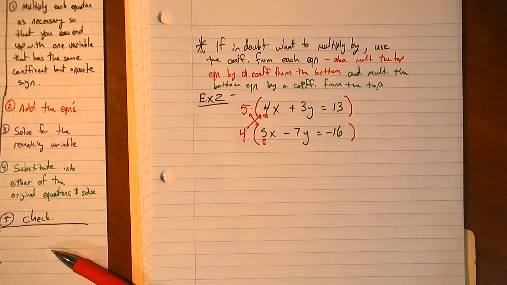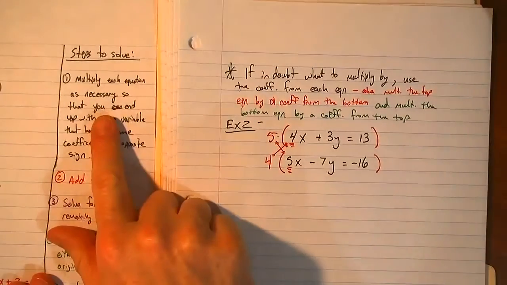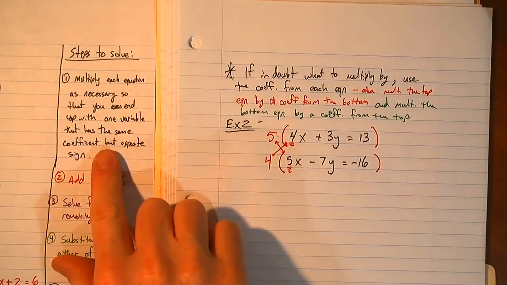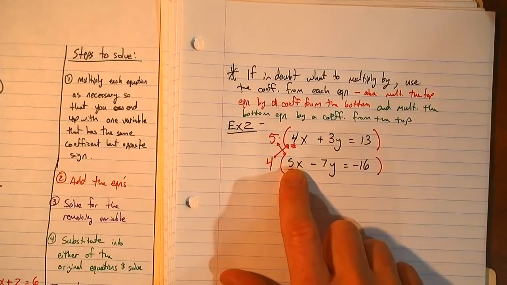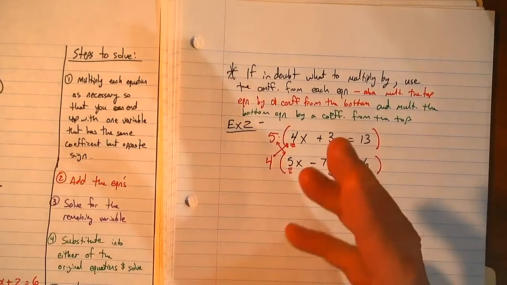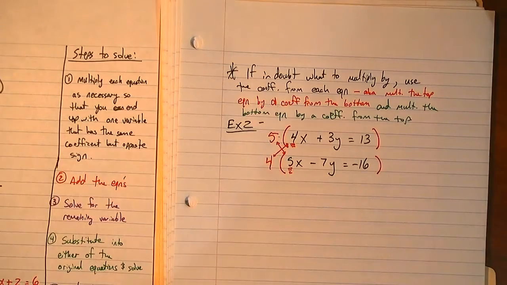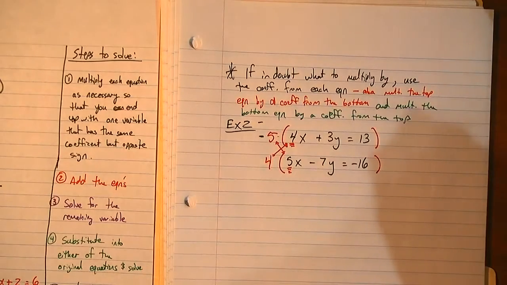Okay. Now, the one last thing you want to make sure of, remember, I don't just want the numbers to match, I also want them to have opposite signs. So right now, this 4 is positive and this 5 is positive. If I multiply both by positives, I'm going to end up with a positive. I don't want to do that. I need to make one of them negative, and it doesn't matter which one. So I'm just going to make the top one negative. Okay.